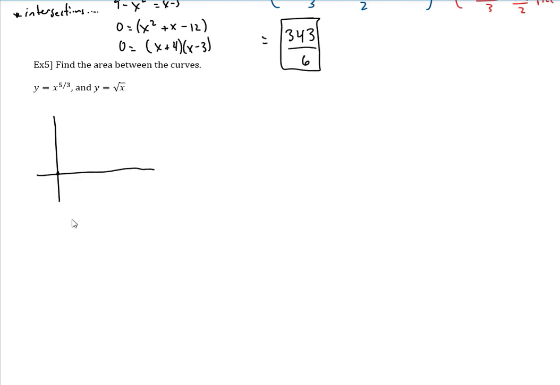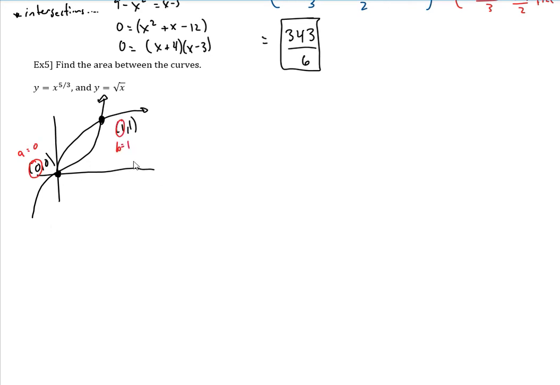Okay, so we have something like that, and then we had something like that, and they intersected at 0, 0, and 1, 1. Okay, and then I'm going to color it in red. Well, that would be our a value. So a is 0. So that's where the integral begins. And our b is 1.